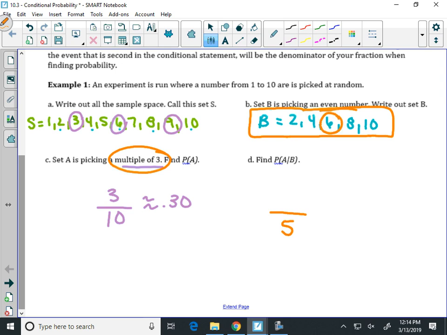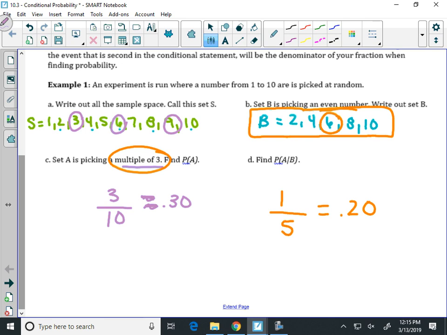There's only one multiple of 3. So there's a 1 out of 5 chance that you will get a multiple of 3 if you picked an even number. Right, there's a condition on it. And as a decimal, 1 divided by 5 is just 0.2. I don't even know why I put squiggly lines. It should be an actual equal sign there. So a 20% chance of getting a multiple of 3 if you picked an even number.